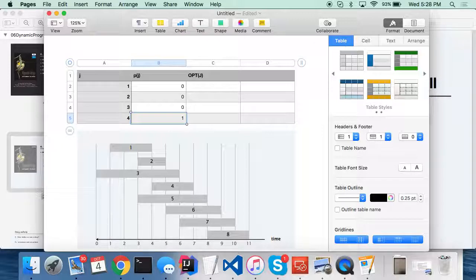Can you show why 3 is 0 and 2? For job number 3, you're comparing only with the jobs above it. Is there any job that doesn't overlap? No. So what's the highest number that doesn't overlap? 0, because 1 is my first one. For 4, 1 doesn't overlap, so P of J is at least 1. 2 overlaps, so that's all I can do.